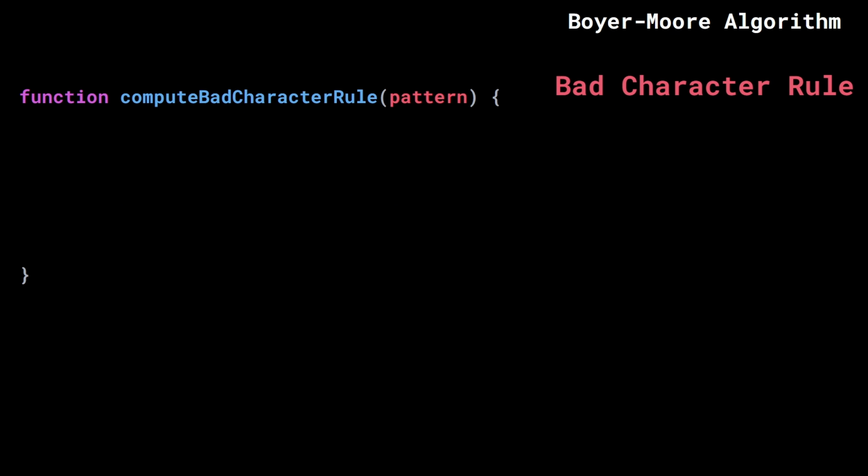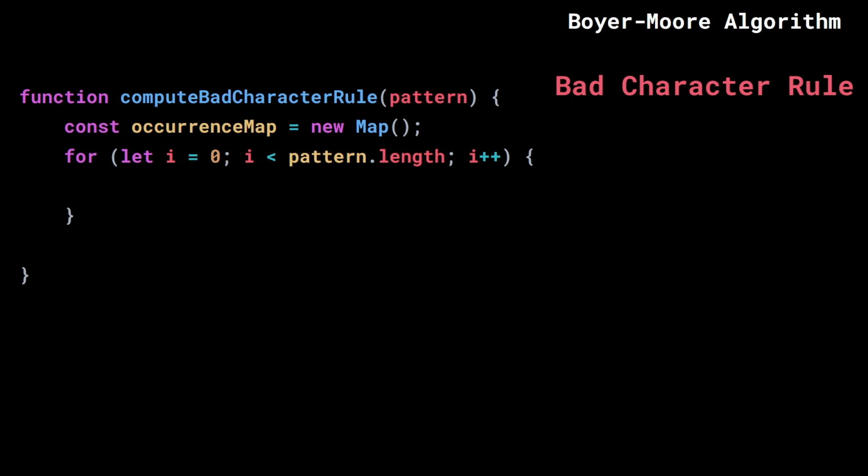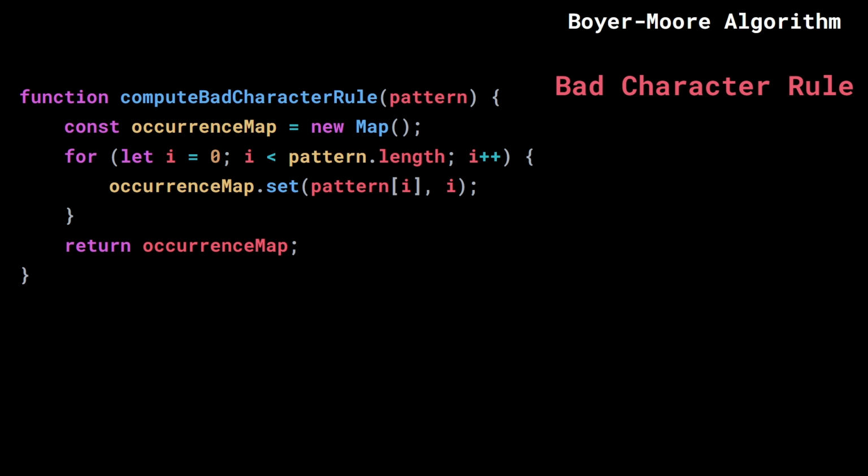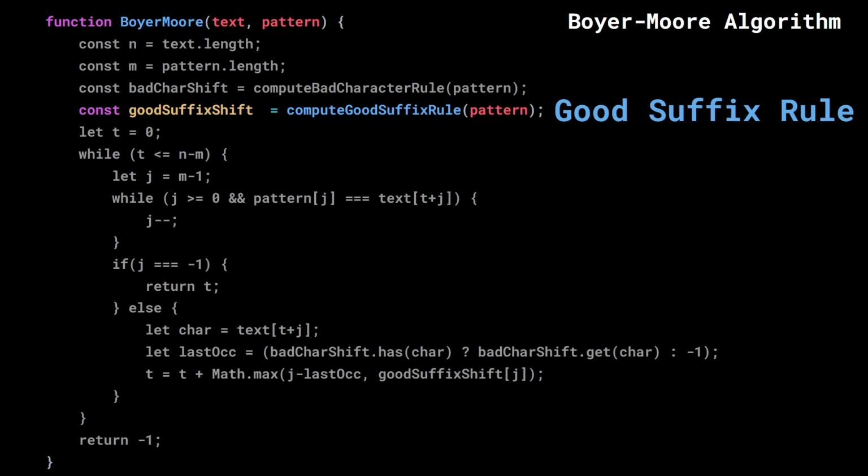Let's start with the bad character rule, which is a function taking the pattern as an argument. We start by creating a map, then go through all the characters in the pattern. The character will be the key and its position will be the value. Because we go through the pattern from left to right, if the character appears multiple times, only the last position will be stored in the final hash map. Finally, we can return the map, and that's it for the bad character rule. Now for the good suffix rule.